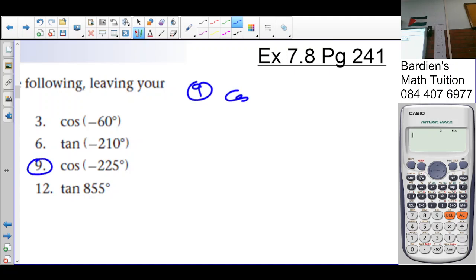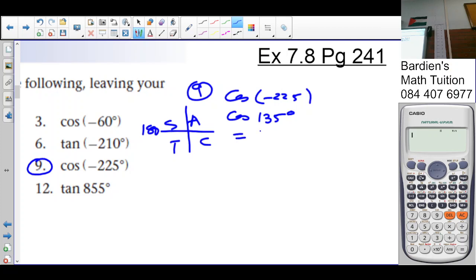So you got cos negative 225. What do I do there? Add 360. Then you get cos 135. Is that correct? In which quadrant is 135? The second quadrant. So it's cos(180 minus 45). Is cos positive or negative in the second quadrant? Negative. Does it change? It doesn't change, because we're not dealing with 90. So that is going to be negative cos 45.